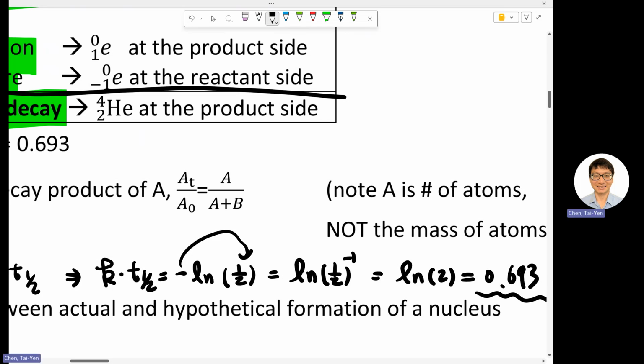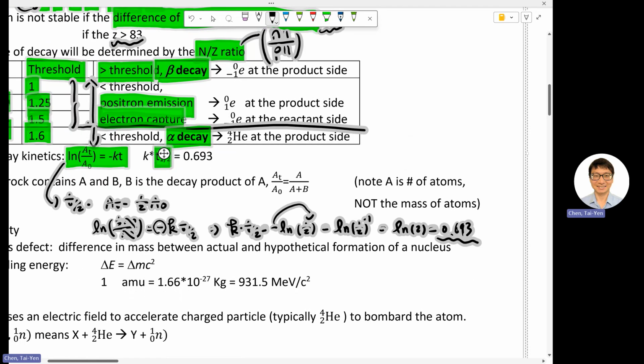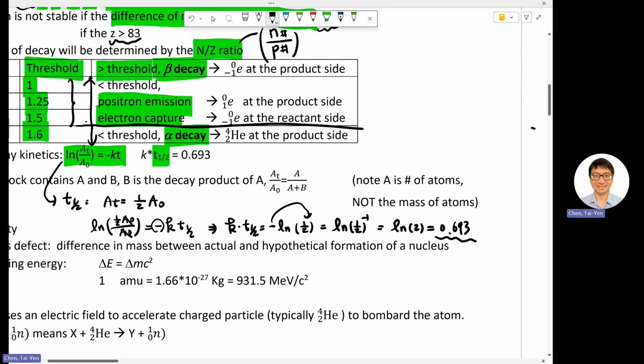There's nothing fancy about this equation. It's still the same equation, just the condition right now is that your A_t equals 1/2 of your A0. So you can simply memorize this. That's fine. It's always true: k times your t half equals 0.693. Every time you see this half-life, you know the thing to do is to calculate your k first. Once you calculate your k, you can just plug it into natural log A_t over A naught equals negative kt.